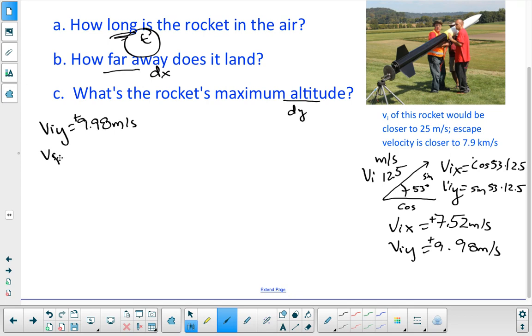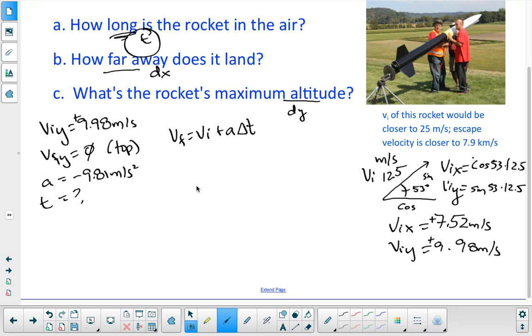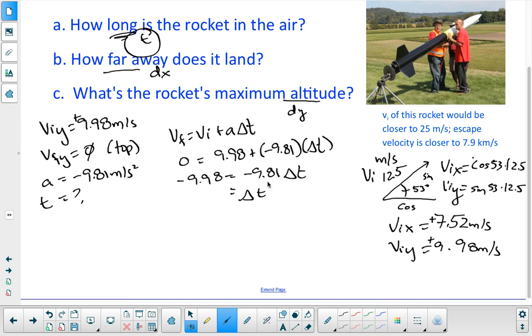So I would say VFY would be equal to 0. This is at the top, so it is at maximum altitude. Acceleration is going to be equal to negative 9.81 meters per second squared because, again, it's going upwards, but it's falling downwards. And then I'm trying to find time. So do I have an equation that links all of these three things together? Of course I do. VF equals VI plus A delta T. And I can plug my numbers in. 0 equals 9.98 plus negative 9.81 times time. So negative 9.98 equals negative 9.81 delta T, and delta T is just under a second.